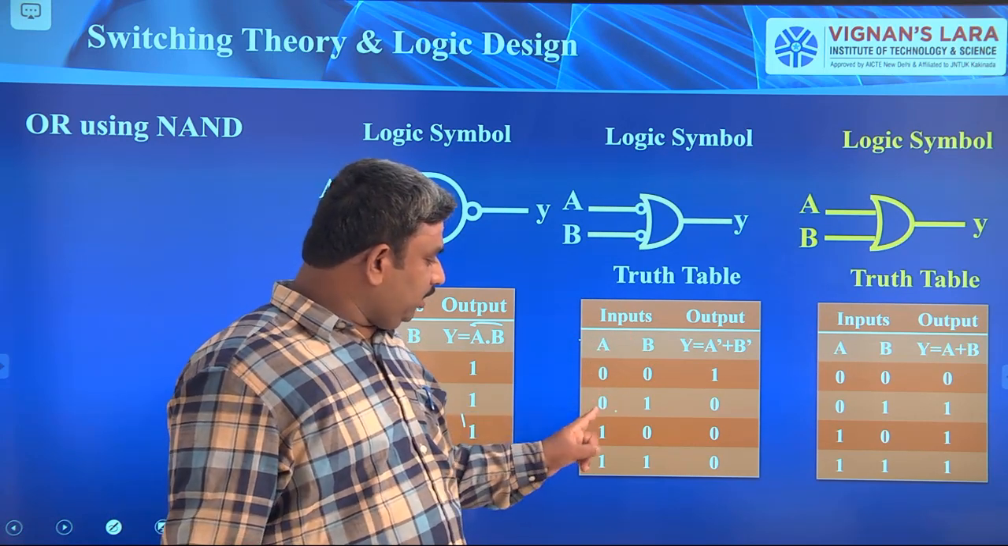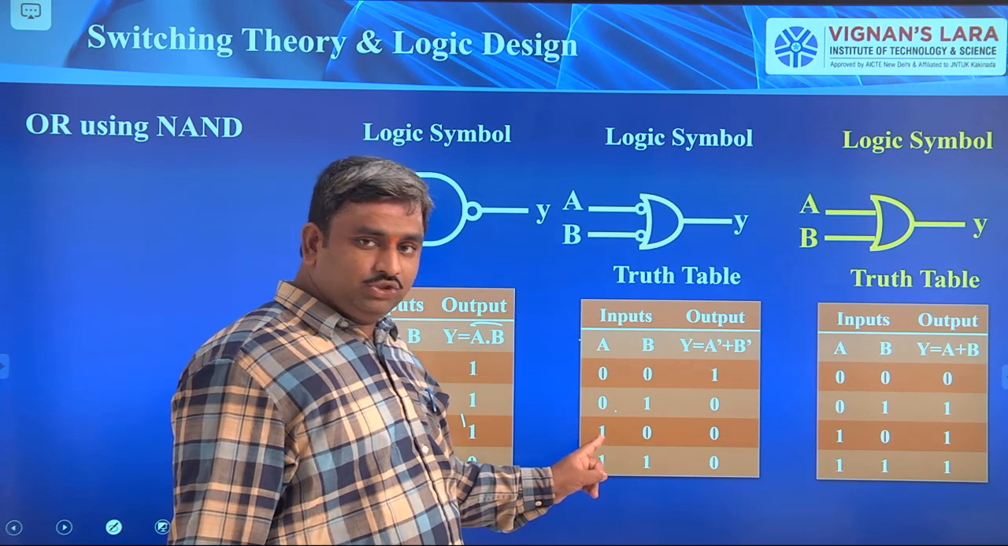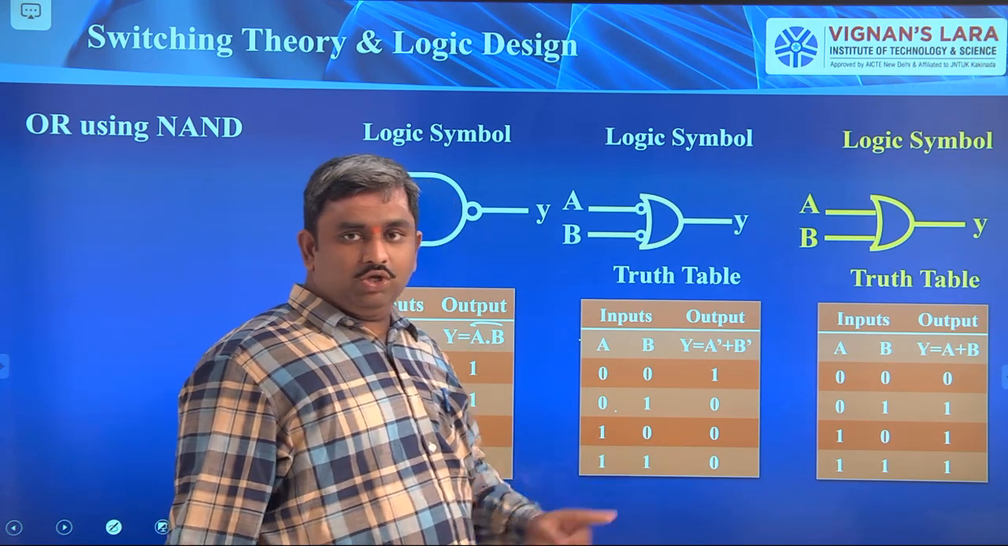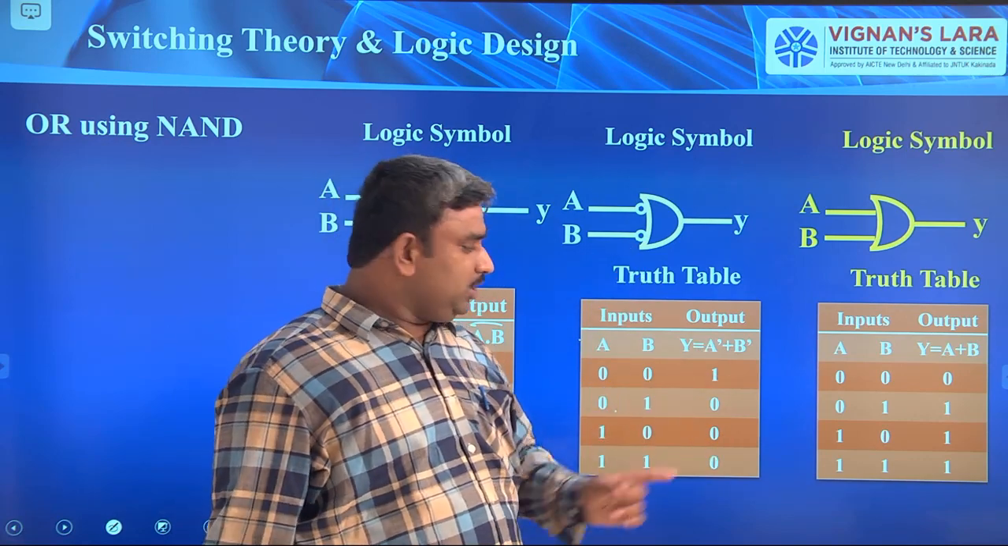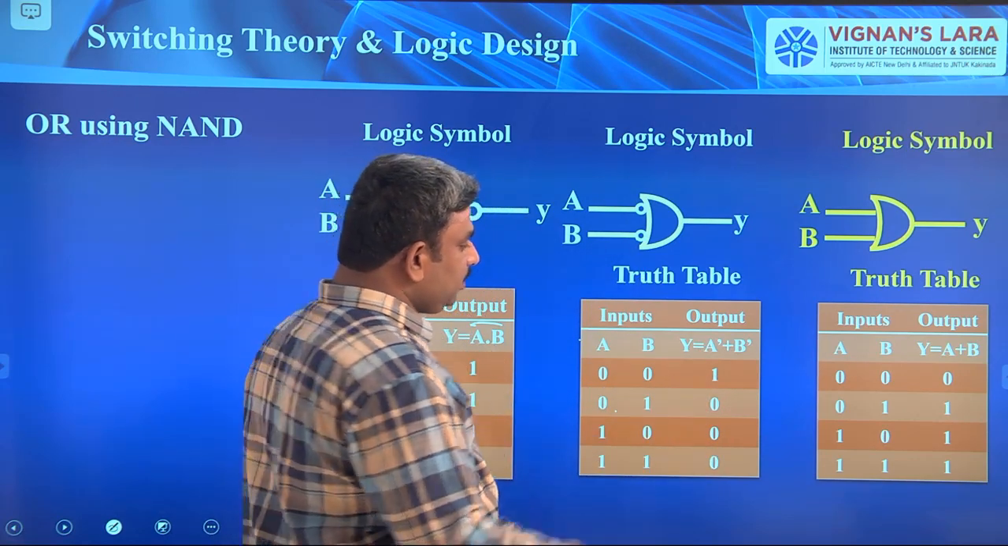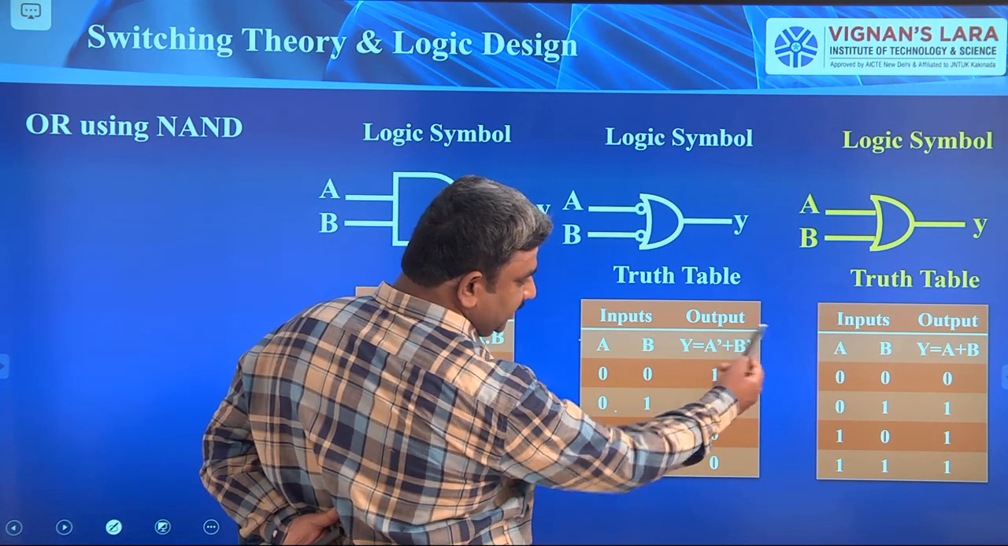Then it makes 1 1 1 0. Then it is 0 1, next 0 0. So these are the inputs for A bar, B bar. Then coming to the outputs, so these are the outputs. See here, Y is equal to A bar plus B bar.